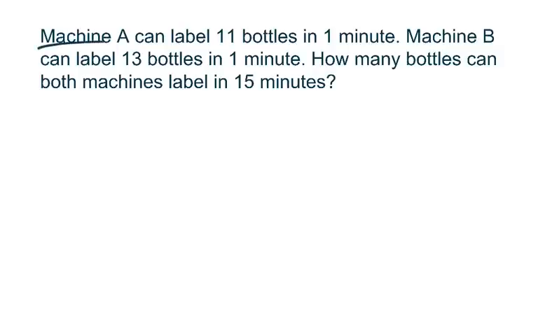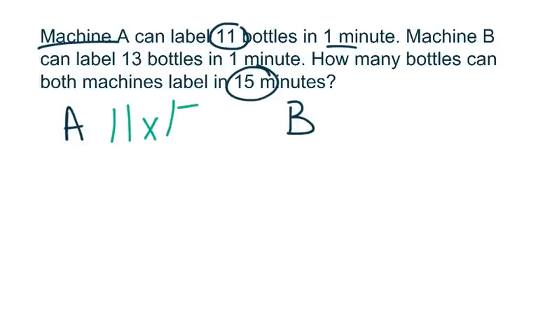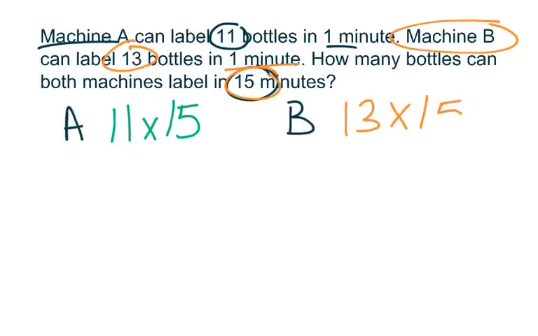Okay, machine A can label 11 bottles in a minute. So I want to focus on machine A, and then I'm going to focus on machine B over here. 11 bottles in 1 minute, and I want to know how many it can label in 15. So if A can do 11 in 1 minute, how many can it do in 15? So that's going to be my multiplication problem there. Then machine B can do 13 bottles in 1 minute, and I want to know how many that can do in 15 minutes. So I'm going to be multiplying 13 times 15.